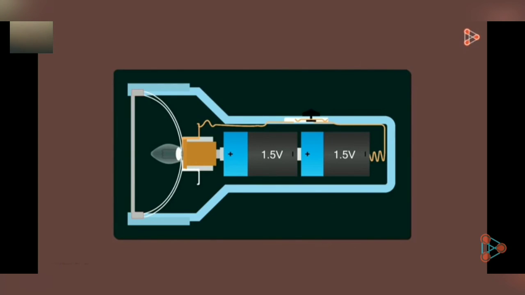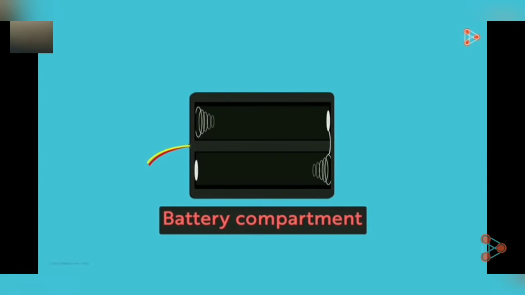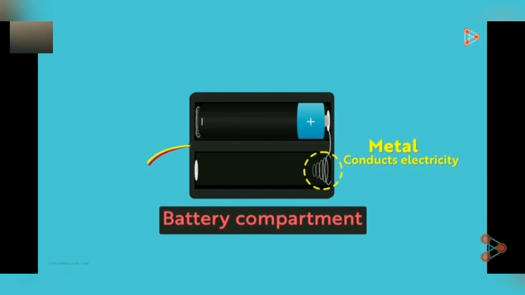If you remember, this is how you insert cells in a torch so that opposite terminals are in contact with each other. We must have also seen battery compartments in devices in this shape. How do we insert cells in this cell holder? Yes, we compress the spring by inserting the negative terminal of the cell. What is the spring made up of? It's made up of metal and hence it conducts electricity. On the opposite side, the positive terminal of the cell is also in contact with some metal thing. In the same way, we insert the second cell.